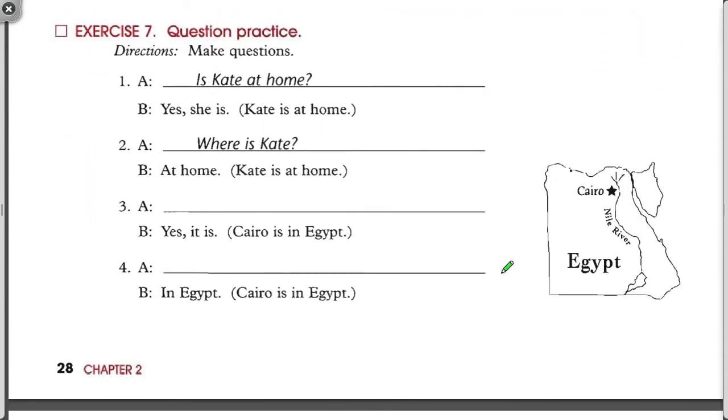Exercise 7. More question practice. Make questions. Answer is, yes, she is. Kate is at home. The question is, is Kate at home? Again, if the answer is Kate is at home, the question is, where is Kate? She is at home.